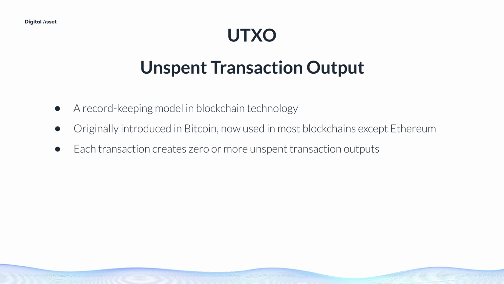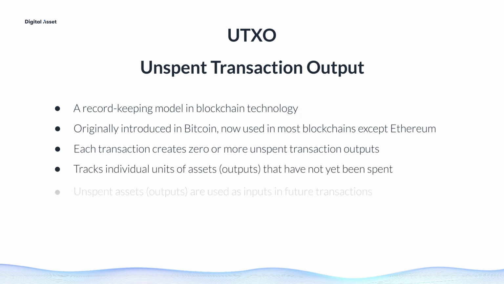In the UTXO model, each transaction creates 0 or more unspent transaction outputs, which can then be used as inputs in future transactions. Essentially, it tracks the individual units of assets that have not yet been spent, and these units are used as the building blocks for new transactions.